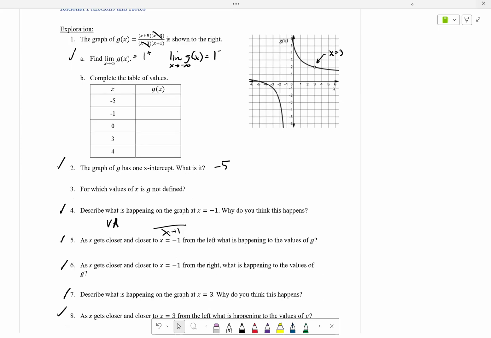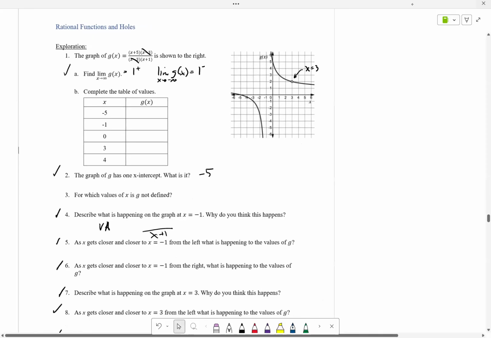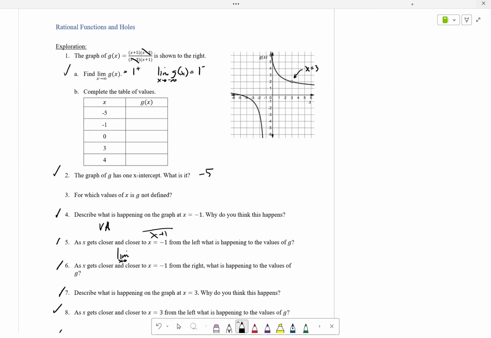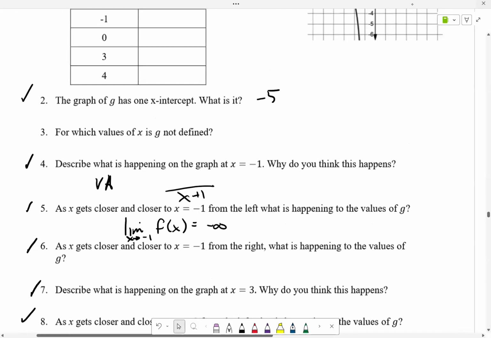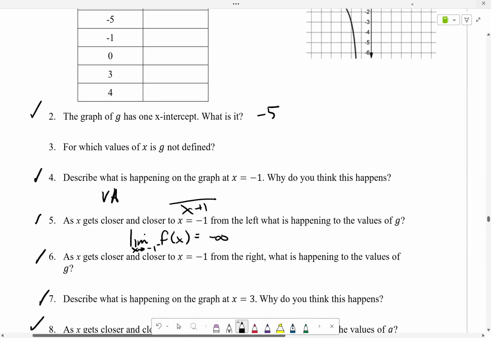Okay, and can you go on to number 5 for this? I feel like it's connected. Yeah, as x gets closer and closer to x equals -1 from the left, what is happening to the values of g? They're getting increasingly negative. Okay, how do I write that? Limit, x arrow goes to -1, from the left, so I have to make sure to put a negative right there. Are we okay with that? Thank you.